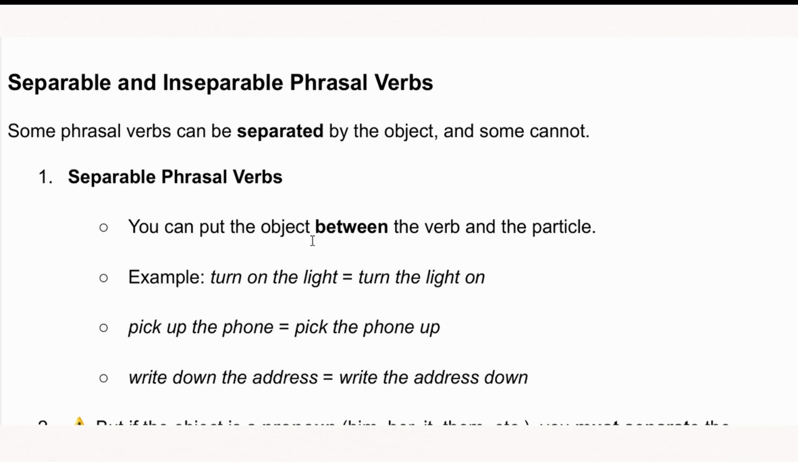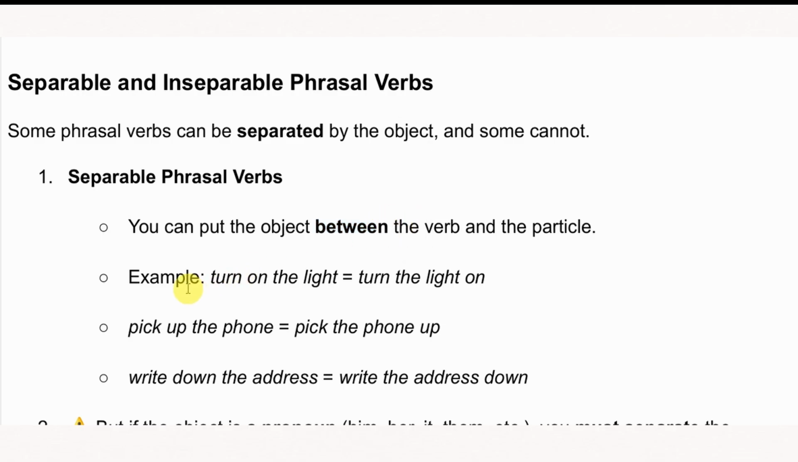Also, we have separable and inseparable phrasal verbs. Separable is something that you can separate, and inseparable is something that you cannot separate. So here we are talking about separable and inseparable phrasal verbs. Some phrasal verbs can be separated by the object, and some cannot. Let's first look at the separable phrasal verbs. Here you can put the object between the verb and the particle.